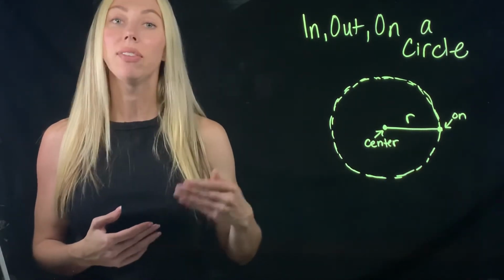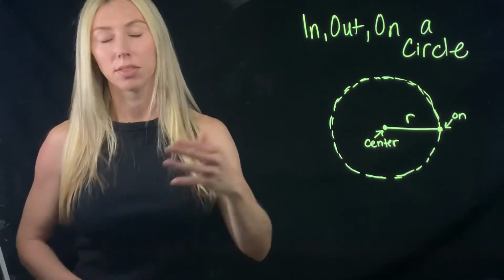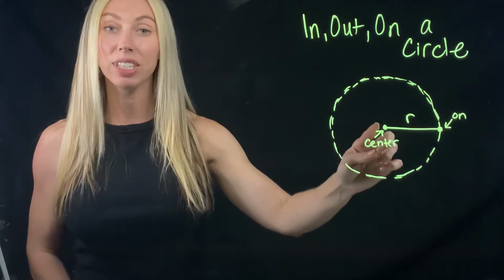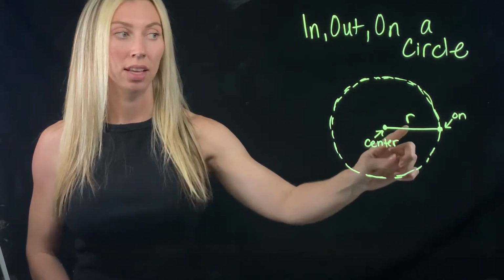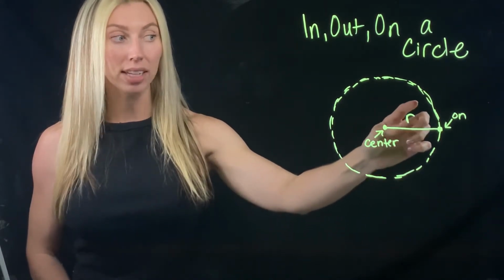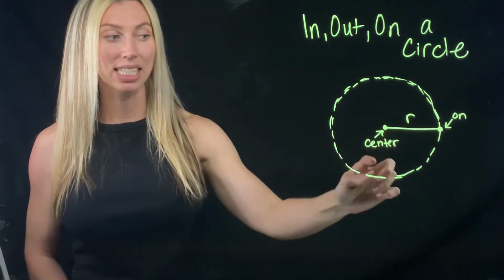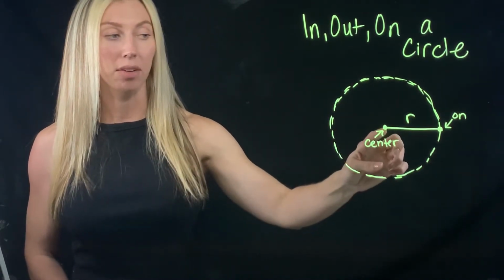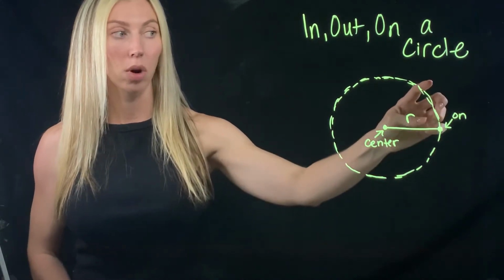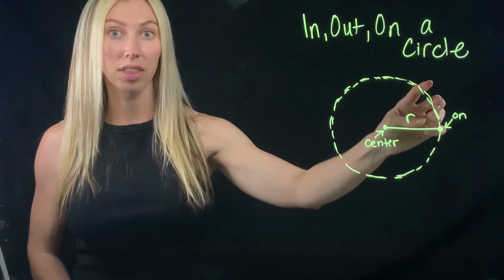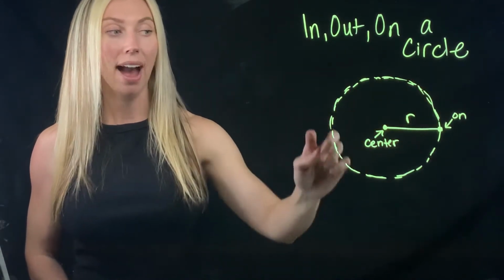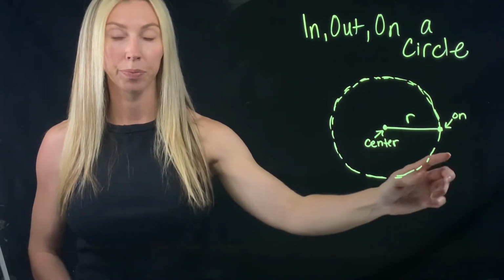Now, if you calculate the distance from the center to that point, and your distance is shorter than the radius, so if it's not quite as long, it's going to end up inside the circle. Then, if you have a point that from the center to that coordinate is further than the distance of the radius, that coordinate would be outside of the circle.